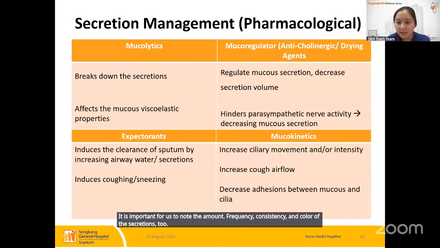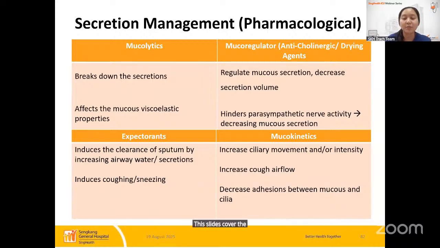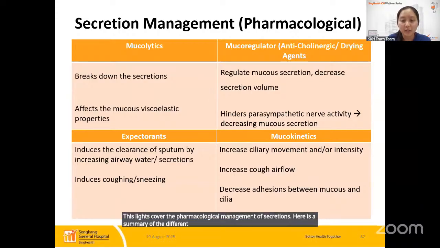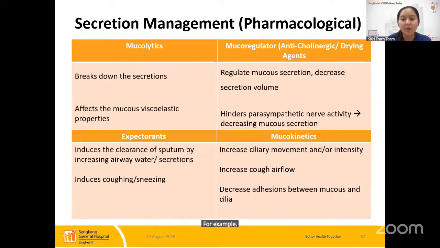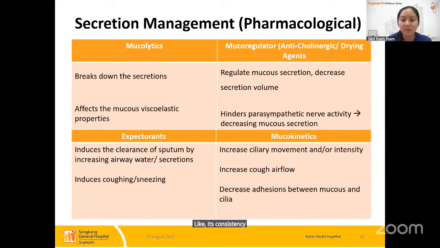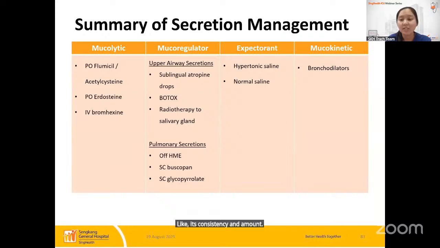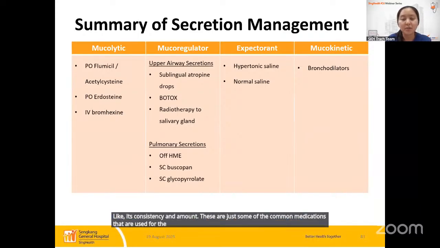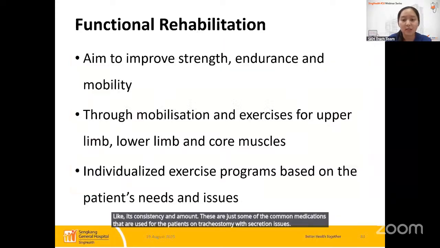These slides cover the pharmacological management of secretions. Here is a summary of the different mechanisms of action of the different medications that we can suggest to provide to the patient. For example, suggesting mucolytics versus mucoregulators depending on the secretion features like its consistency and amount. These are just some of the common medications that are used for patients on tracheostomy with secretion issues.